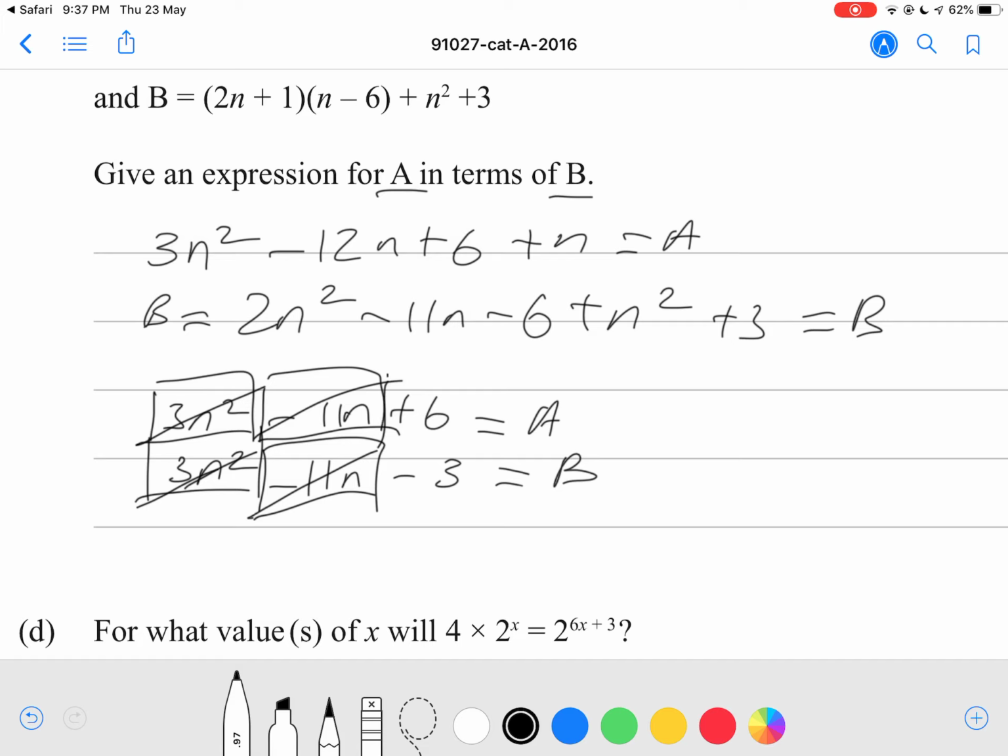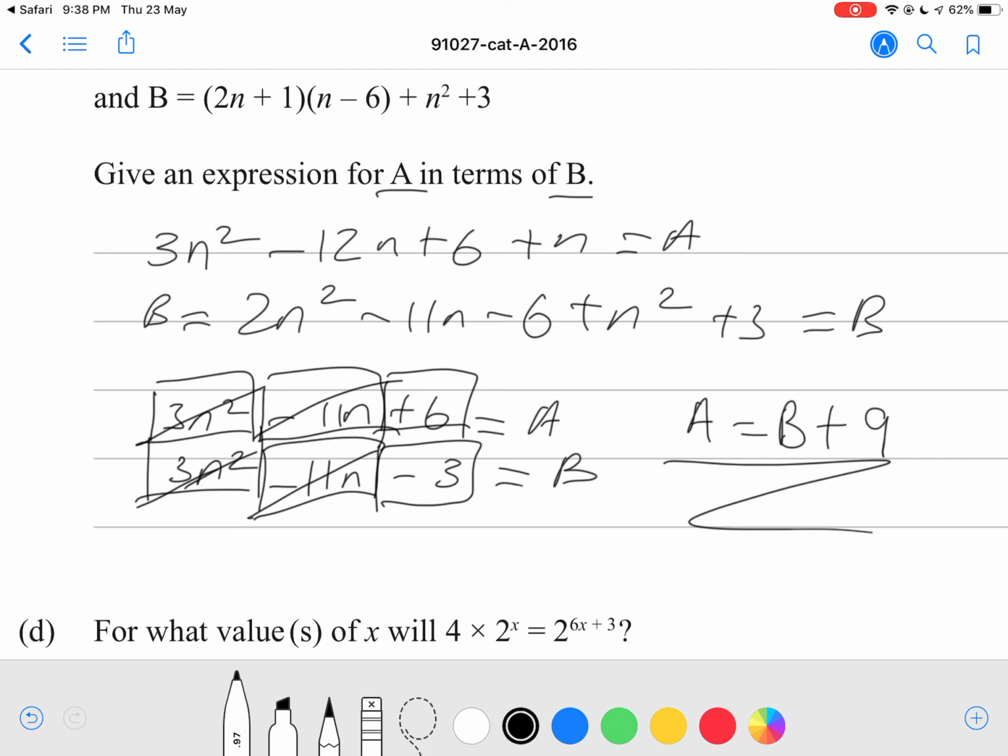And see, there's a plus 6 here and negative 3 here. How much bigger is plus 3 than negative 3? So we can say that negative 3 plus 9 equals positive 6. So therefore, b is 9 less than a. So basically, we're going to say a equals b plus 9, because b is 9 less than a. A is 9 greater than b. So therefore, a equals b plus 9, right?